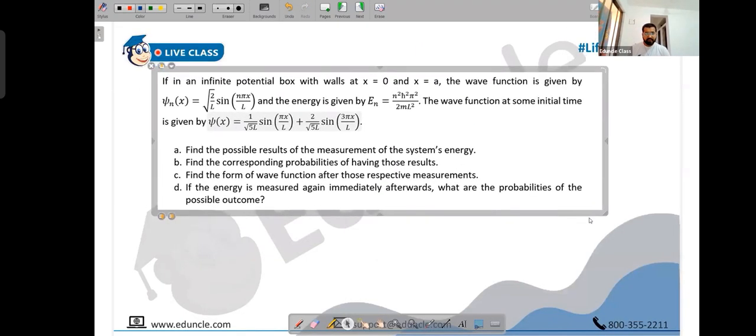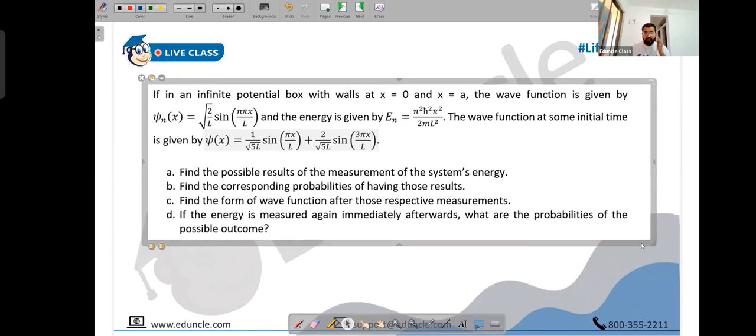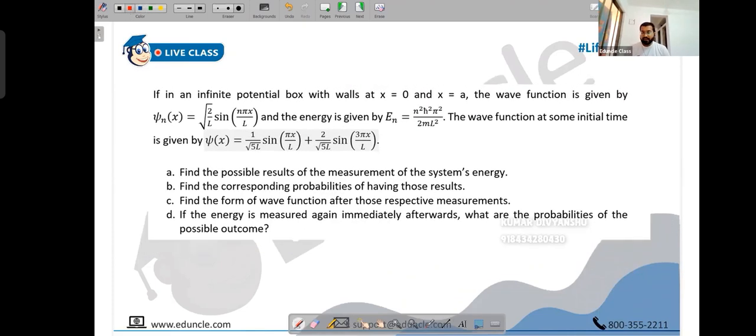Let's take a question now, and this will help you understand everything that we have learned since morning. It's a very good question. In an infinite potential box with walls at x equals 0 and x equals a, it's 1D first of all. The wave function is given by root of 2 by L sin n pi x by L. This is psi n, and the energy is En. So the respective wave function has the respective energy eigenvalue. Psi1 will have E1, psi2 will have E2, psi3 will have E3, and it goes on.